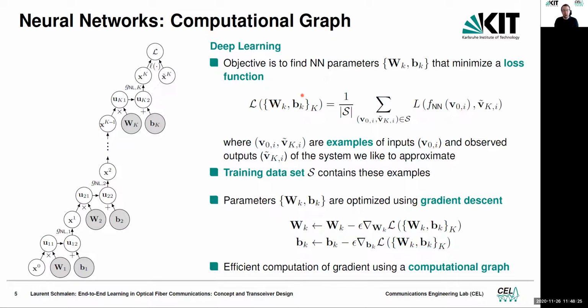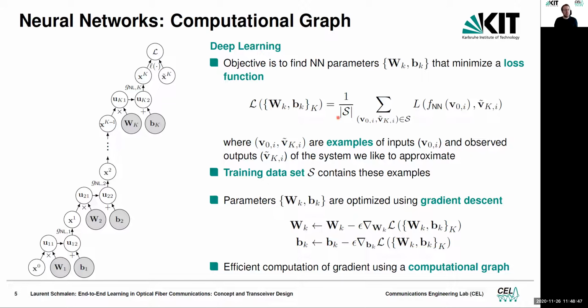So we take the gradient of our loss function with respect to the individual matrices W and B, and then we subtract an epsilon of the gradient from our W, and then we keep on iterating this until we converge to a solution. And the main thing is that we use something called a computational graph to express our loss function.